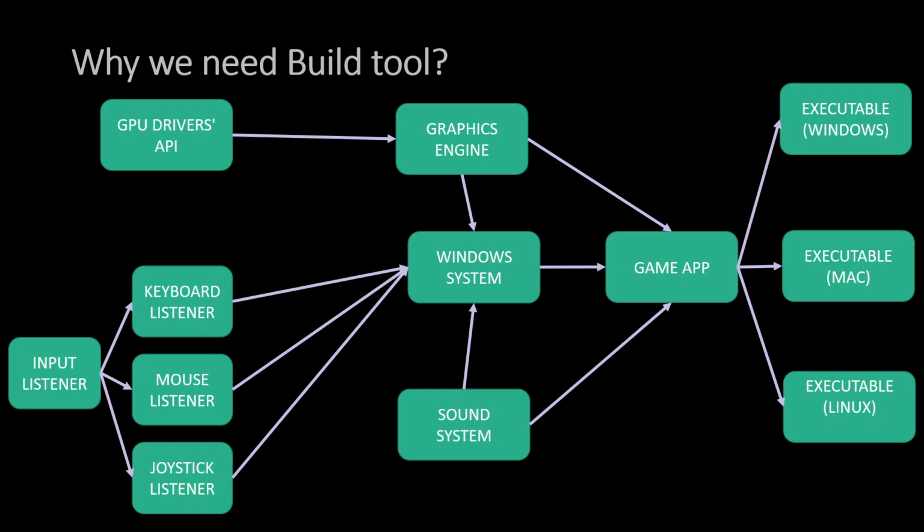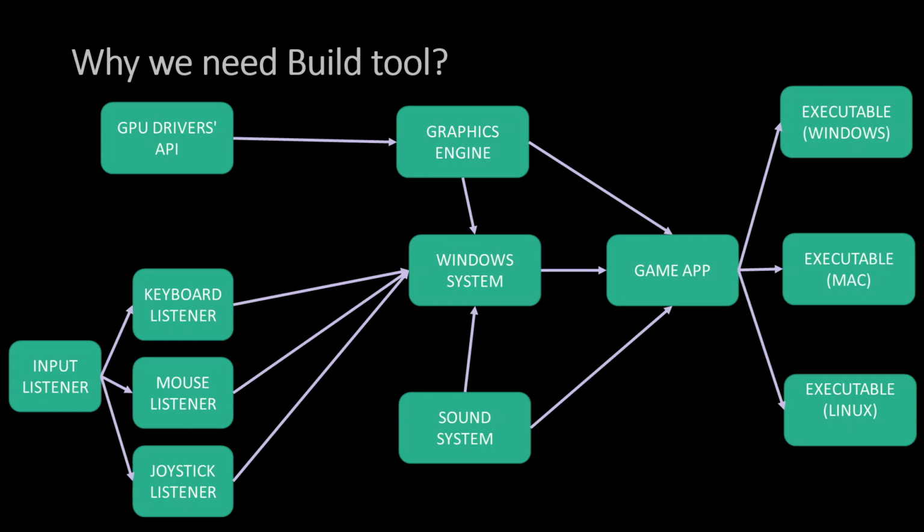We can see this is quite a complex project, and the order of execution of each of these steps matters. We cannot compile the window system before compiling the graphics engine, or let's say we cannot compile the graphics engine before compiling the drivers API. Also, we cannot compile the window system before compiling each of the listener objects like keyboard, mouse and joystick.